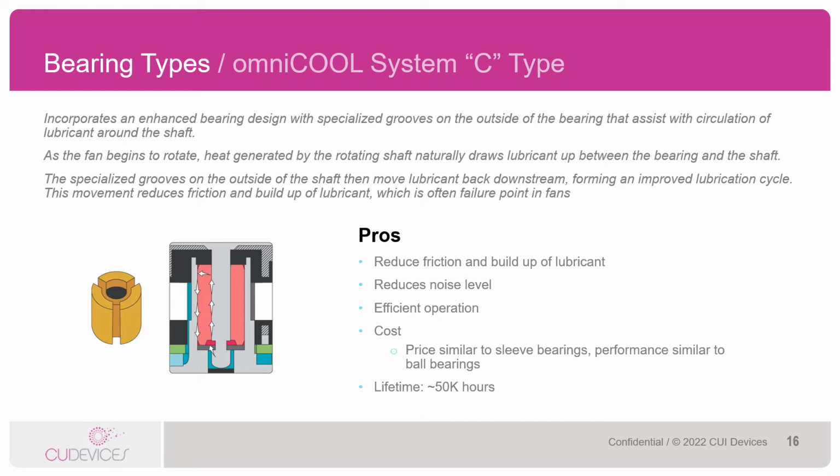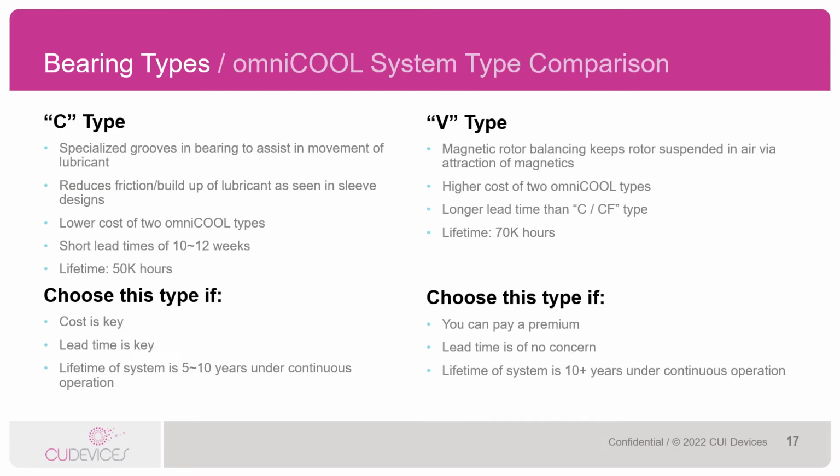This movement reduces friction and buildup of lubricant, which is often a failure point in fans, particularly in sleeve bearing fans. In addition to the reduced friction, this bearing type also reduces noise level as compared to ball bearings. omniCOOL C-type fans hold a price similar to sleeve bearings and a performance similar to ball bearings, with a lifetime of roughly 50,000 hours. Let's compare the two bearing designs under the omniCOOL umbrella.